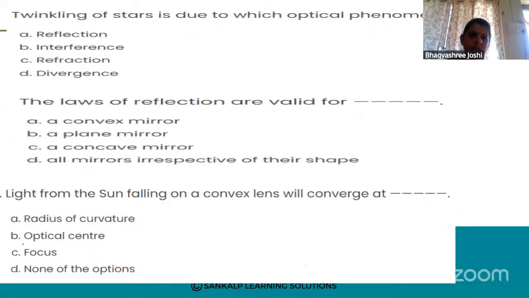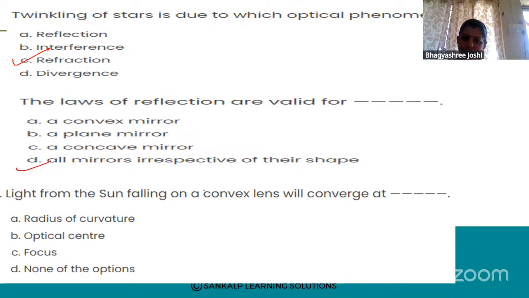Now, twinkling of stars. Twinkling of stars is due to which optical phenomenon? Whether it is reflection, interference, refraction, or divergence. So this is refraction. The laws of reflection are valid for a convex mirror, plane mirror, concave mirror, or all mirrors irrespective of their shape. So this is all mirrors irrespective of their shape.